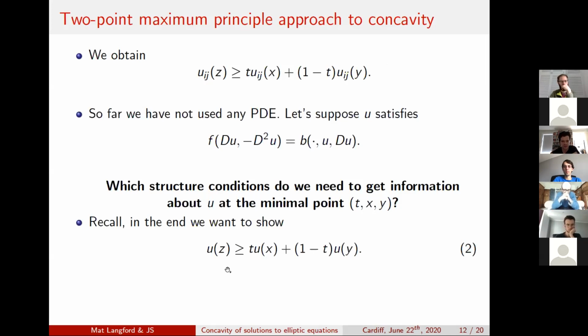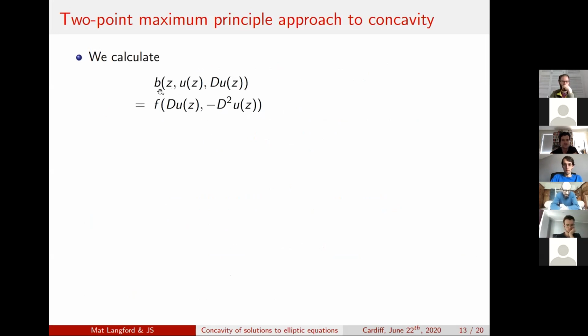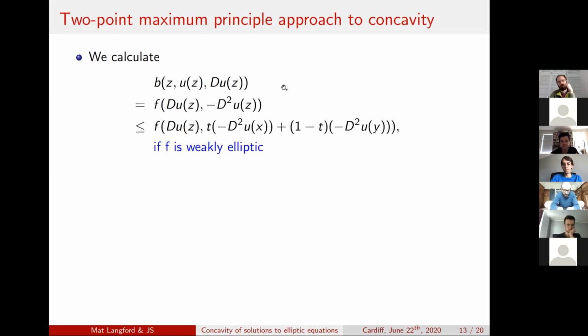So here you see again. Recall we want to show precisely this relation at the midpoint, at the convex point z. So let's use the PDE. We just write down the PDE at the midpoint: b of z and so on is equal to f at the midpoint. Okay, we have a relation on the Hessian of the function, right? So we can just use that we have monotonicity here. Let's assume f is weakly elliptic, meaning that we have a monotonicity relation with respect to the second variable of f. And now we just include what we have calculated earlier, right? So this is just the convex combination of the Hessians.